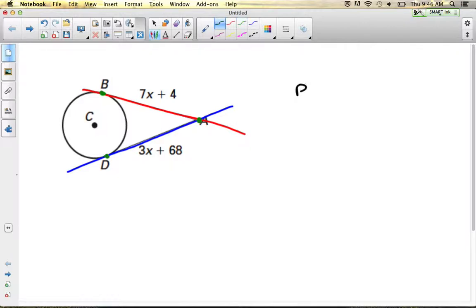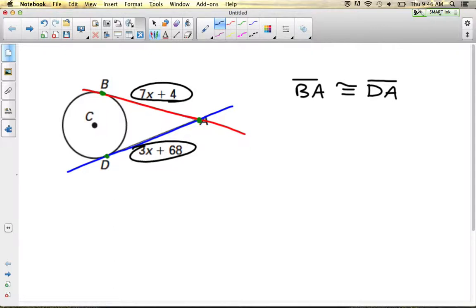We are allowed to say that segment BA must be congruent to segment DA. And since you're given a couple of algebraic expressions for those segments, go ahead and substitute them in and solve. So BA is 7x plus 4. We'll set that equal to DA, which is 3x plus 68, and continue solving.